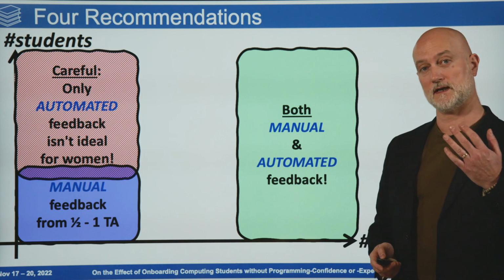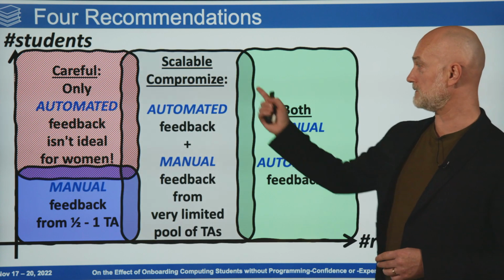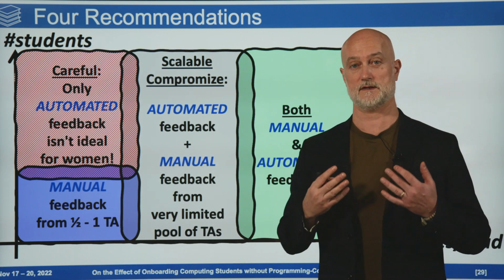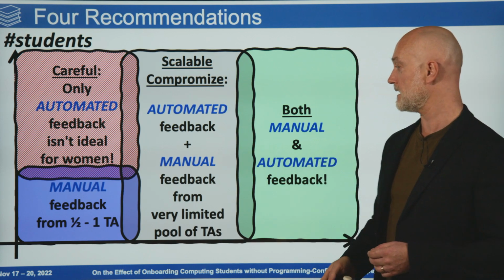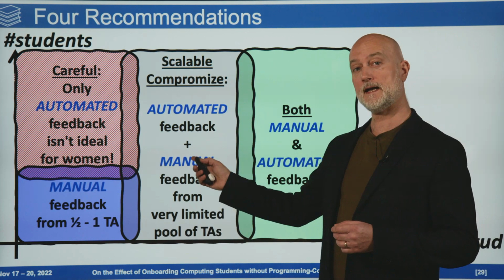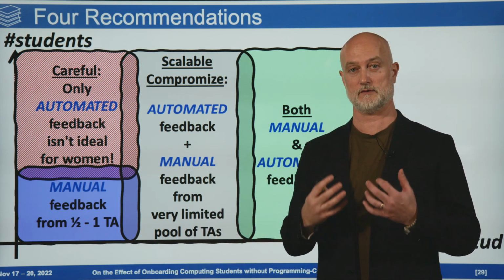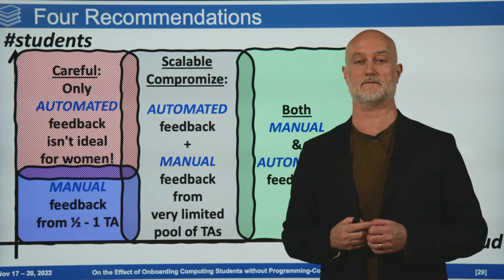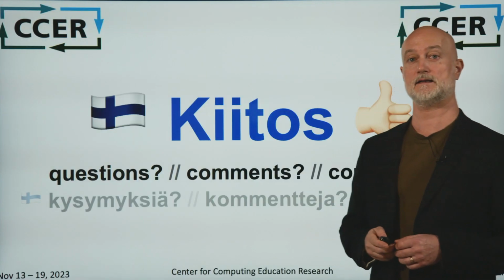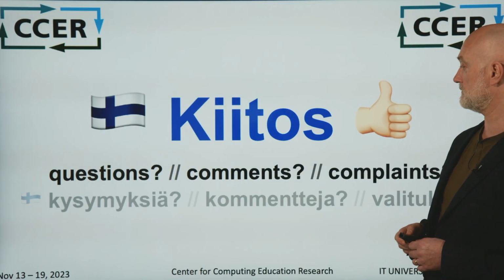We propose a fourth option, which we label a scalable compromise, which is to provide automated feedback to everyone and then manual feedback from a very limited pool of TAs to only the most struggling students in need. And this concludes our talk. So thank you very much.